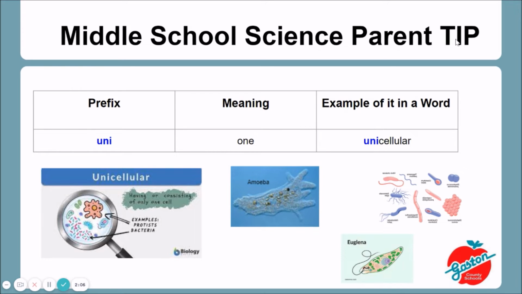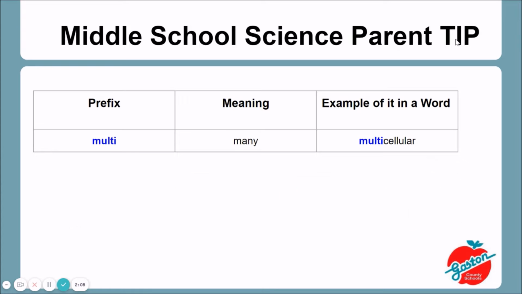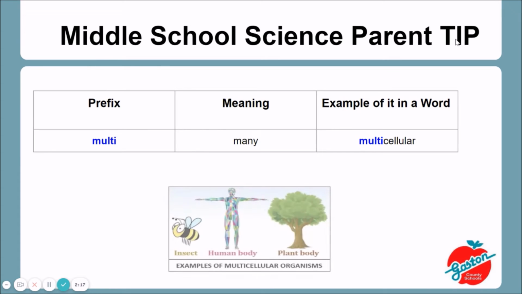If uni means one, then the prefix multi means many. An example of a word that contains the prefix multi is multicellular. We as humans are multicellular organisms because we are made up of many cells. Other examples of organisms that are multicellular are plants and bees. Can you think of some other organisms that are multicellular? I hope you are thinking.